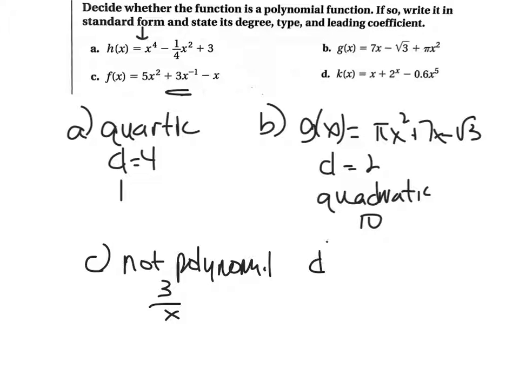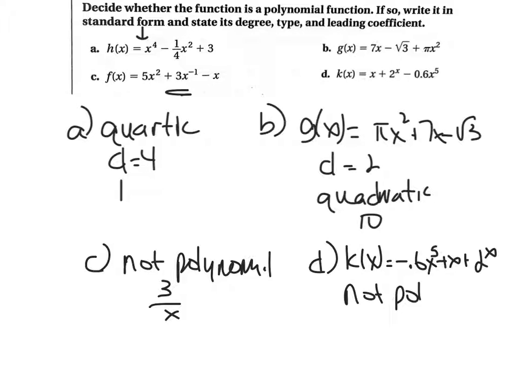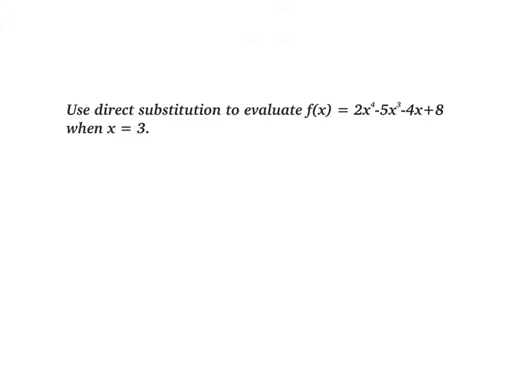And then part D, the last one here, you'd rewrite it like this. You'd say k of x is negative 0.6 x to the 5th plus x. Actually, I just saw this. You cannot have x as an exponent either, so that means that is not a polynomial. Did not notice that until I just wrote it all the way out. So that would be not a polynomial function. All the exponents must be whole numbers for it to be a polynomial function.